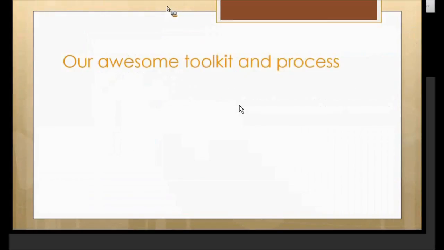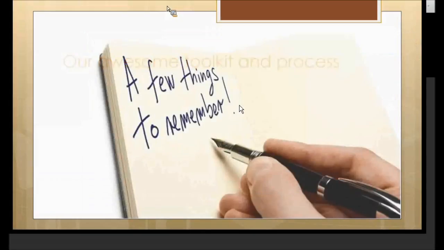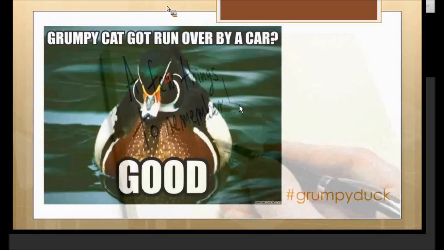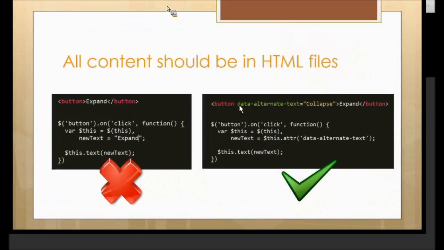So a few things to consider is, when I've split this into two parts, one is for the front end engineers and one is for the back end engineers. All content, when we're writing front end code, especially for site code, should be in the HTML files. So let's say, for example, we have a button that expands and collapses the text, but when you click on the button, it should change the text to expand or collapse.